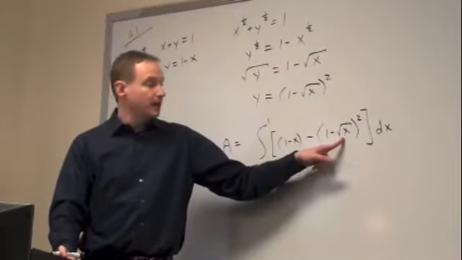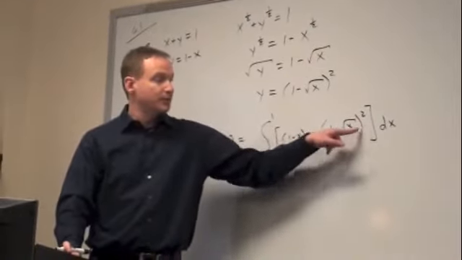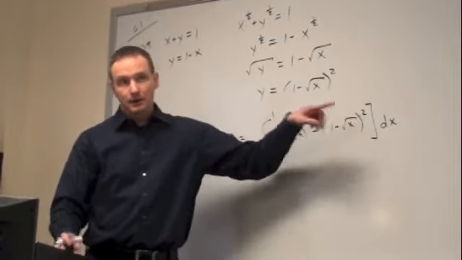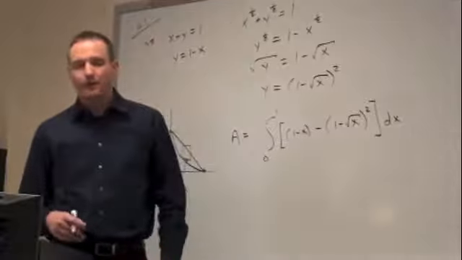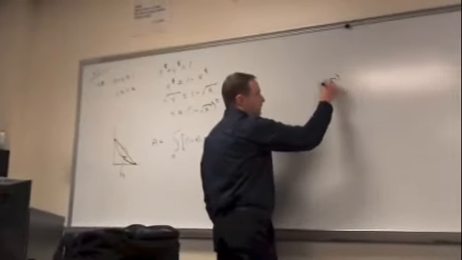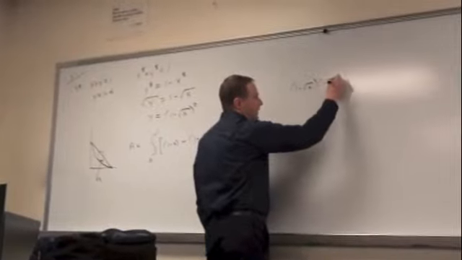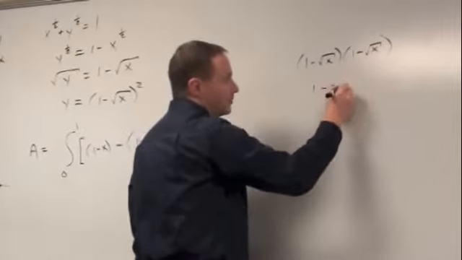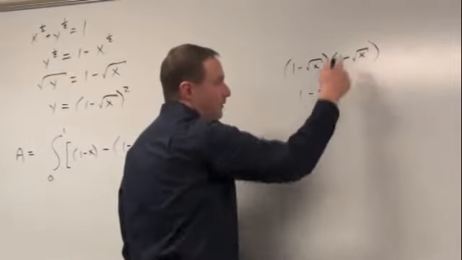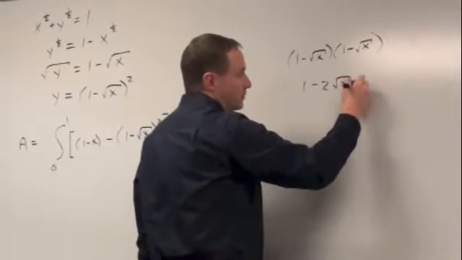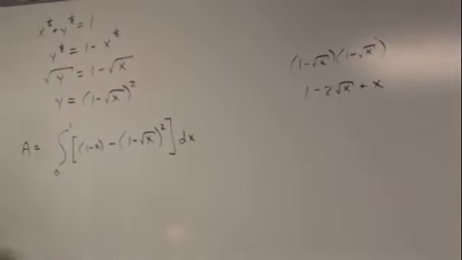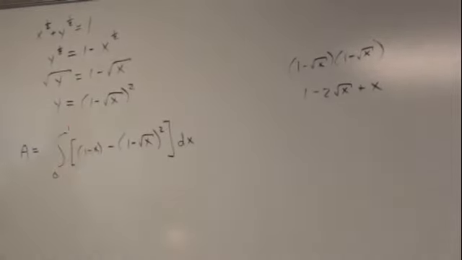I don't know how to integrate the group 1 minus the root of x to the second power. We don't. You have to algebraically simplify it out, FOIL it out first. So I'll just go over here real quick. 1 minus the root of x times 1 minus the root of x. We know that that's going to give us 1 minus 2 root of x plus the root of x times the root of x, plus x. So I'll know I have this minus that term in there.